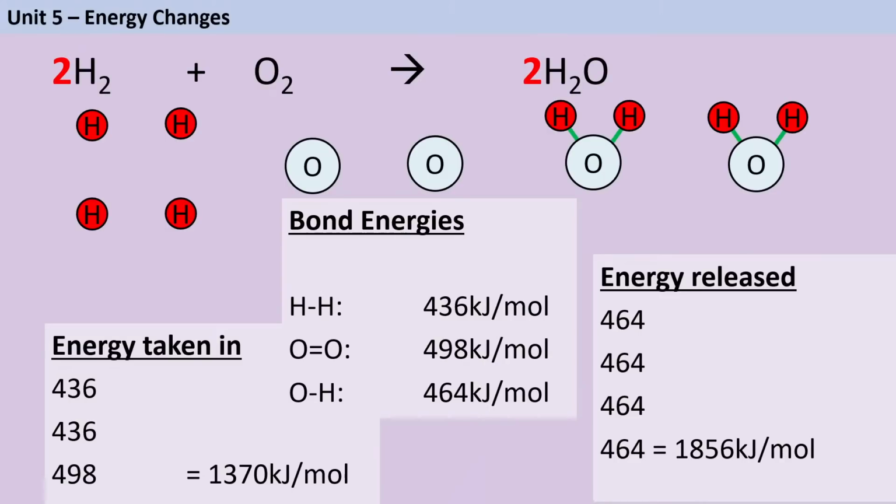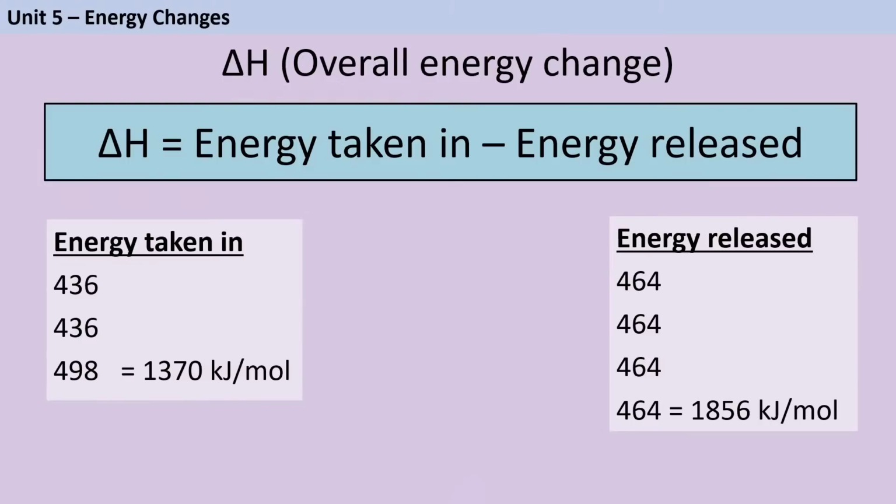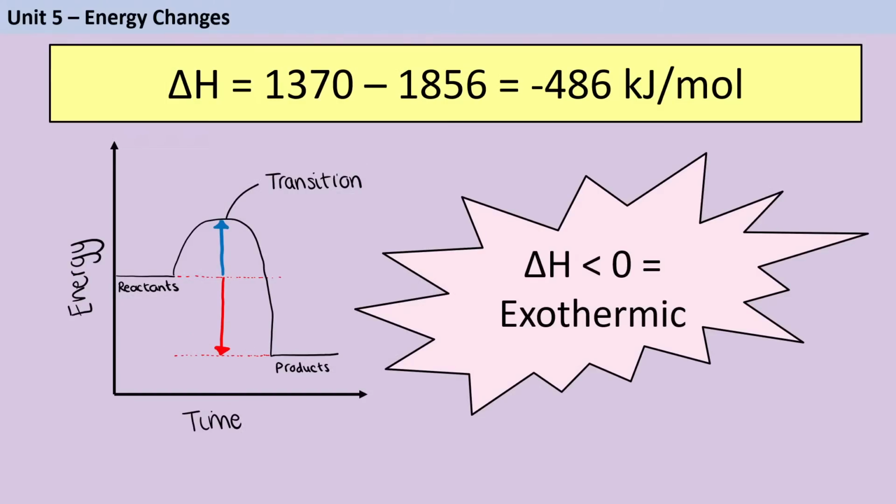So I've got 1370 on the left, 1856 on the right, and I would just stick a minus sign in between them, and I would get minus 486. Now, because that number is negative, that tells me it's exothermic. At GCSE, AQA have now said that you don't need to recognise what a negative number is, but you do need to recognise that if the amount of energy that is released by making bonds is more than the amount of energy that's taken in by breaking bonds, then it's exothermic. And personally, I think it's just easier to say a negative number is exothermic and work it out from there.